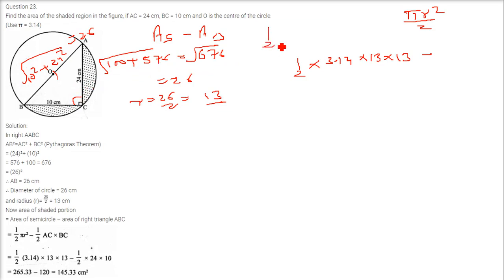We know the area of a triangle is half into base into altitude. What is the base? 10. Altitude is 24. You can take base as 24, altitude as 10, it depends on you. So half into 10 into 24.